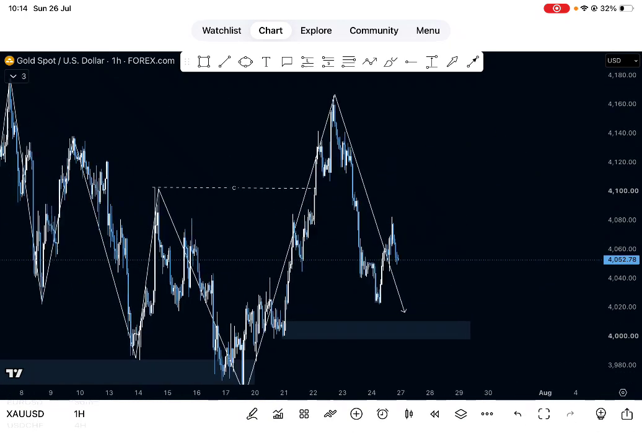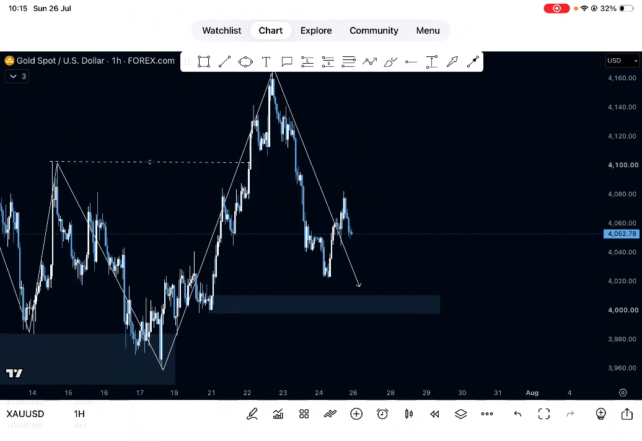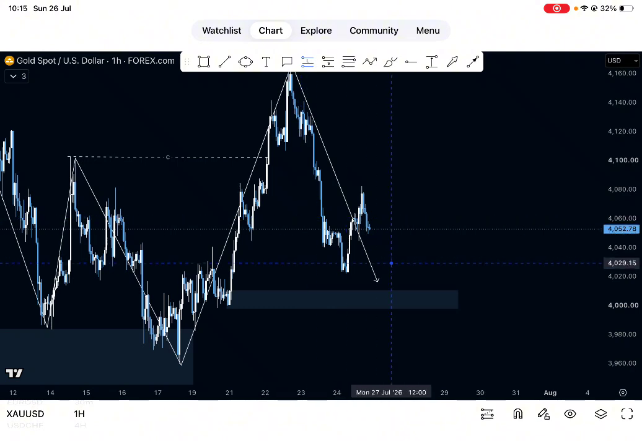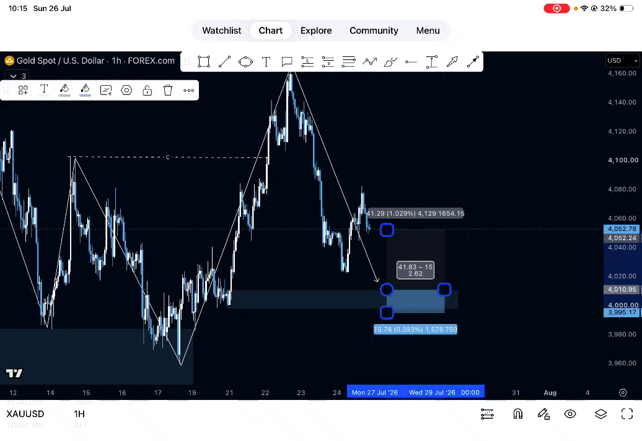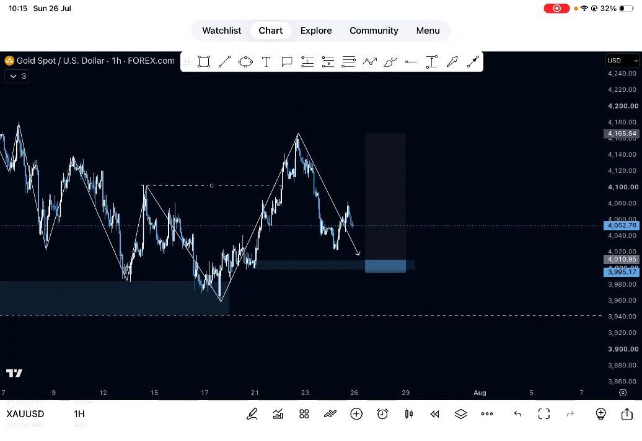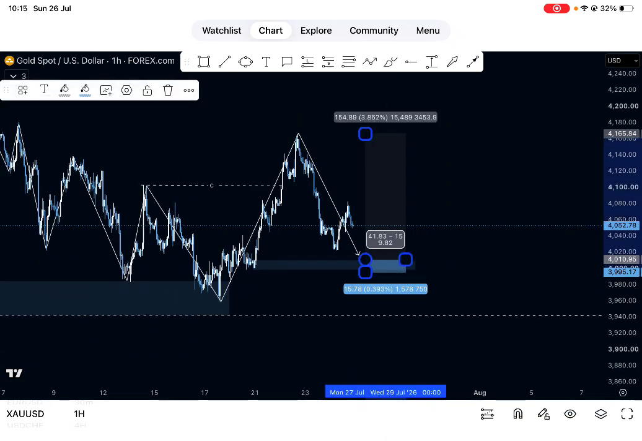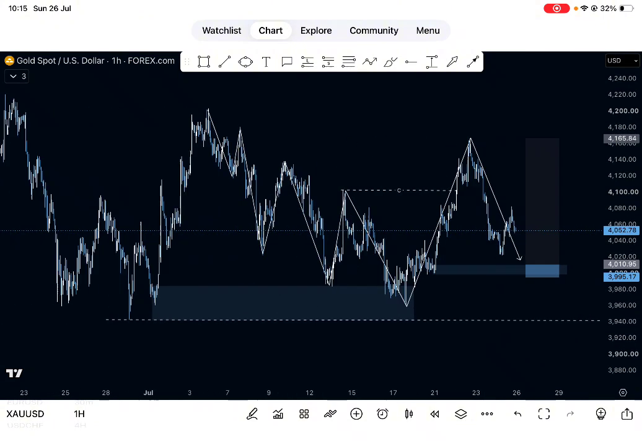And if I'm to trade gold, this will be where I'll be buying from for the new week. This will be where I will be buying from. And this will be the target. This will be the major target. So this is 9, almost 10 hours. Well, this is what I'm likely to do. Let's say I'm trading gold. This will be my most likely scenario.